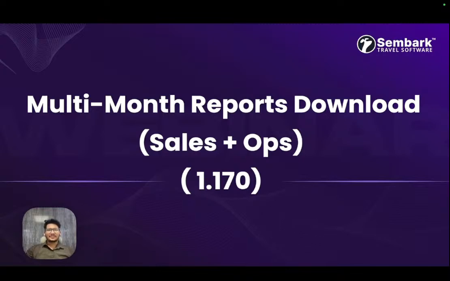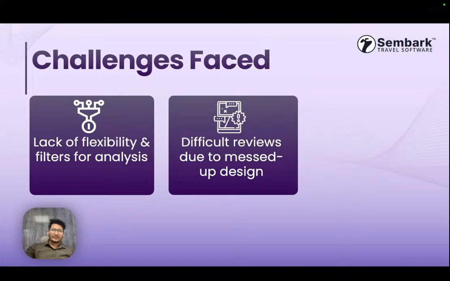This update is especially useful for management, sales, and operation teams who regularly review data across longer periods. Earlier, if you wanted to analyze reports for several months, you had to download them month by month and combine the data manually. To solve this, we have now introduced multi-month report download. You can now download a report covering multiple months in a single request. Since these reports can be large, the system will automatically send the report to your registered email once it is ready. Now let's see how the multi-month report download works inside the system.